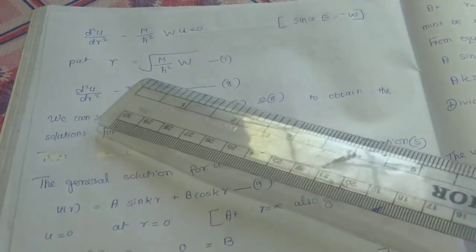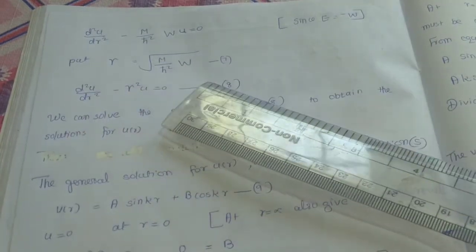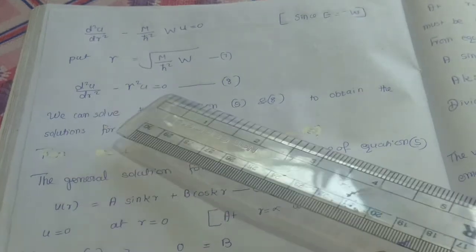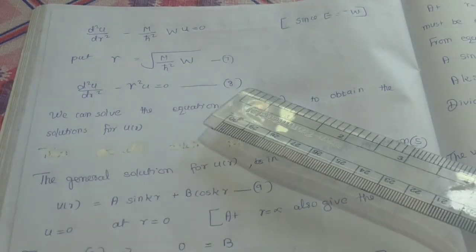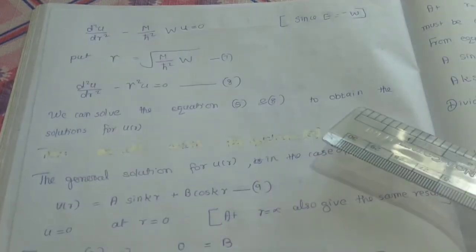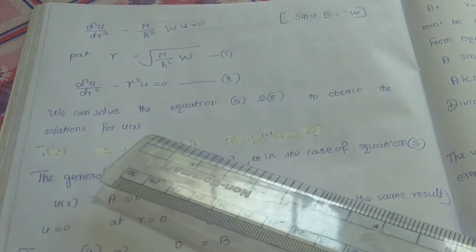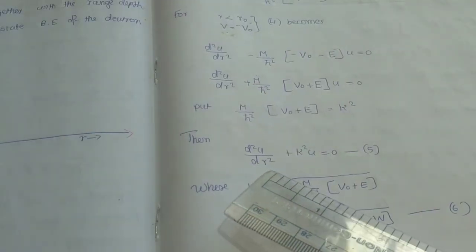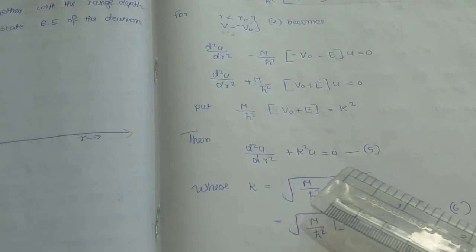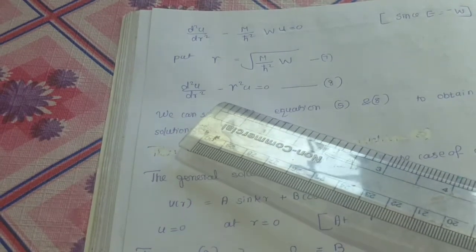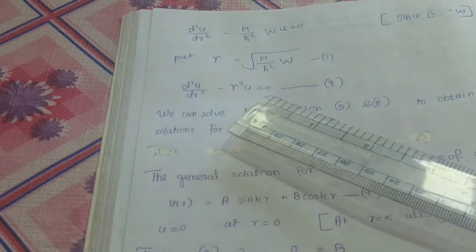Put gamma equal to root of m by h cross square W. This is equation number 7. Then the above expression will become d square u by dr square minus gamma square u equal to 0. This is equation number 8. We can solve equations 5 and 8 to obtain the solutions for u of r. Equation 5 is d square u by dr square plus k square u equal to 0, and equation 8 is d square u by dr square minus gamma square u equal to 0.